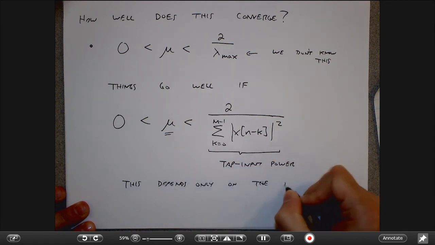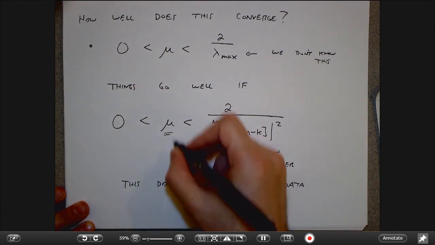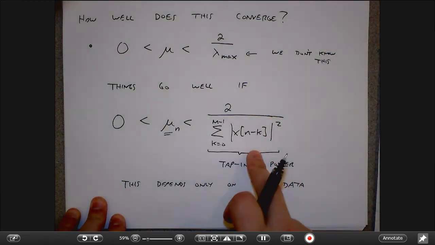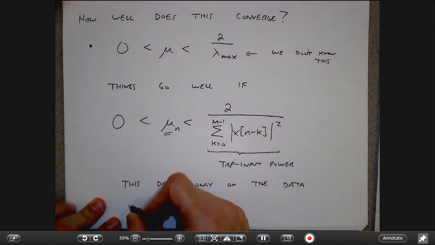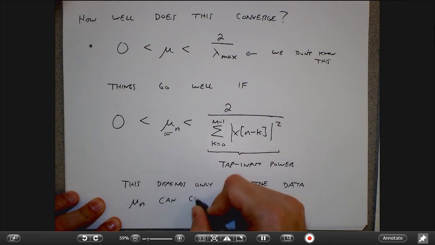So in this case, mu is a function of n. Right. So mu would kind of be a function of n. And in fact, you could do a little bit even better. I have some further details in my notes, but I think this is probably fair enough to say that basically, mu n can change adaptively.